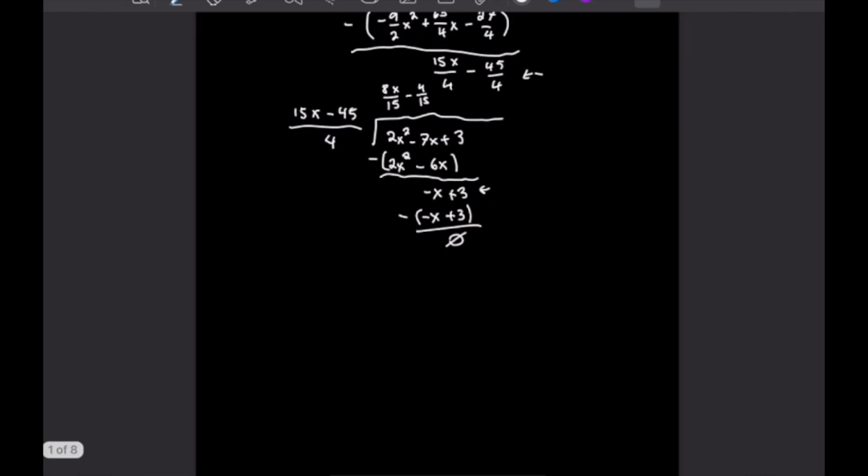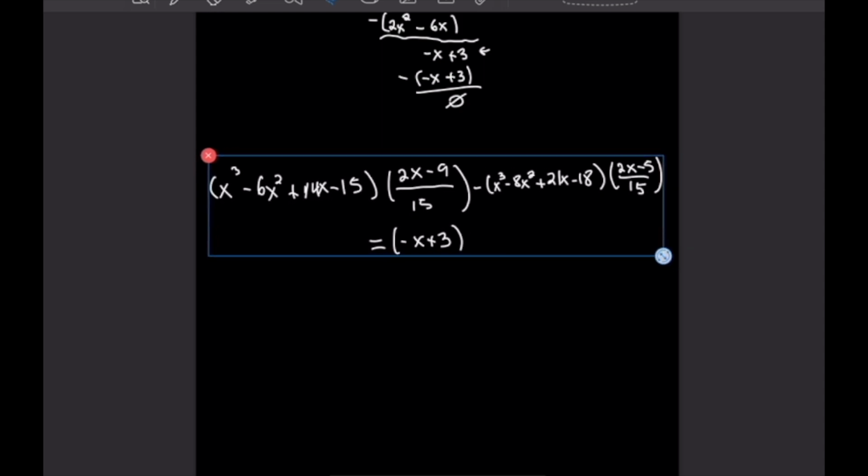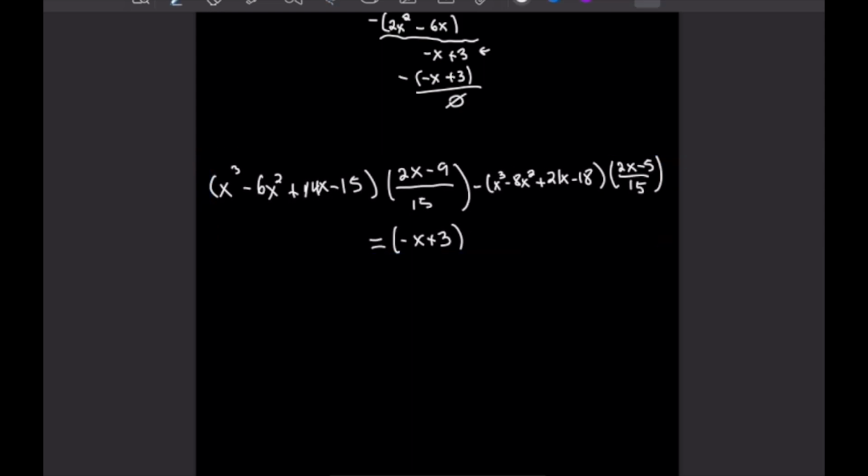So at this point, you could use back substitution, writing these division problems as equations and plugging them back in all the way back into our original equation here. But I'll just go ahead and write out for you the combination of f of x and g of x, which gives us our GCD. And that's given by the following here, where we have x cubed minus 6x squared plus 14x minus 15 times 2x minus 9 over 15 minus x cubed minus x squared plus 21x minus 18 times 2x minus 5 over 15 is equal to our desired GCD, negative x plus 3.